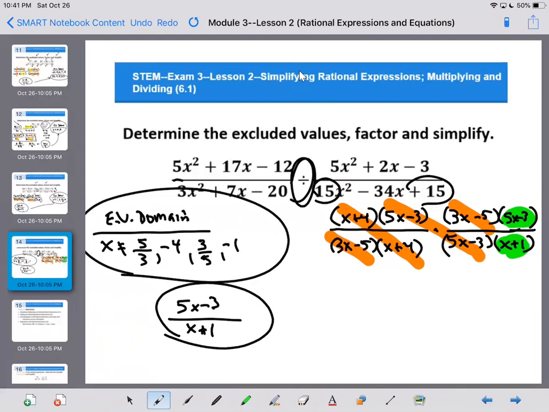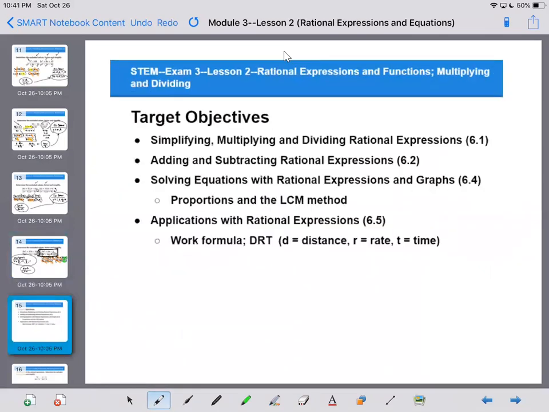So remember, you're only reciprocating the divisor, which is the second ratio. And then you go through stating your excluded values. After you take the reciprocal, you start stating your excluded values. Then when you're finished with that, you start to divide out your like factors. So this will conclude the video about simplifying, multiplying, and dividing rational expressions.